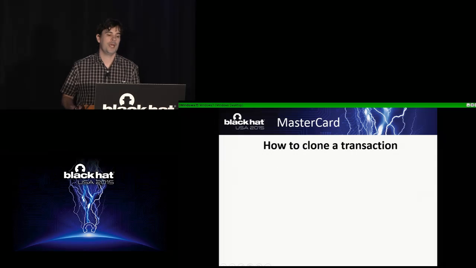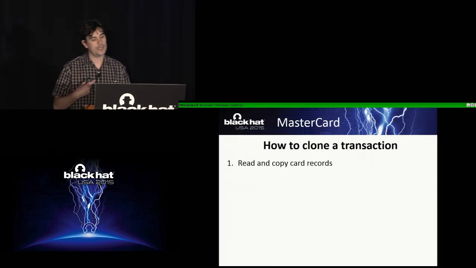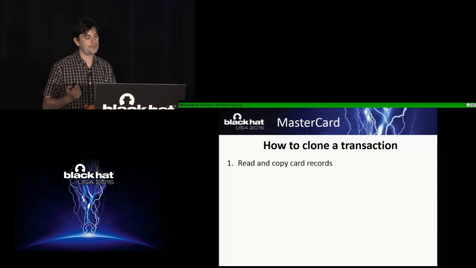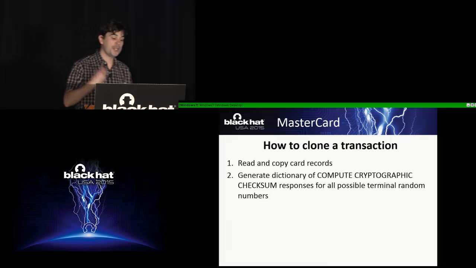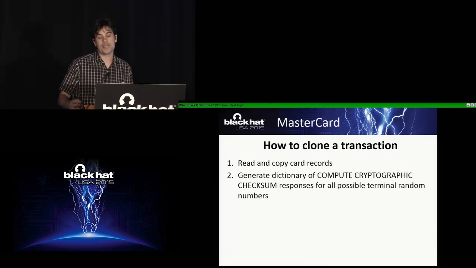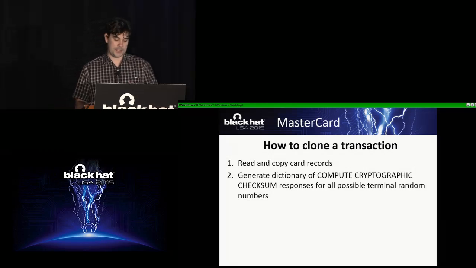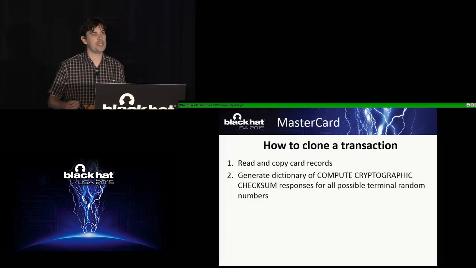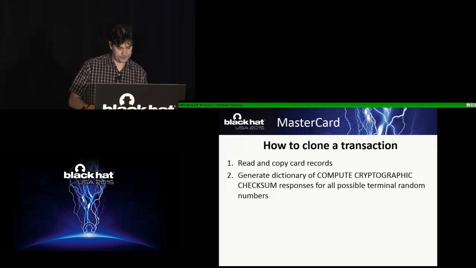Okay, so how to clone a transaction. Firstly, you read and copy the records. You can then generate a dictionary based off the compute cryptographic checksum. So this is where you basically send a whole heap of these commands to the card when it's in the reader field, such that you can then generate a dictionary to look up the appropriate field in the future.